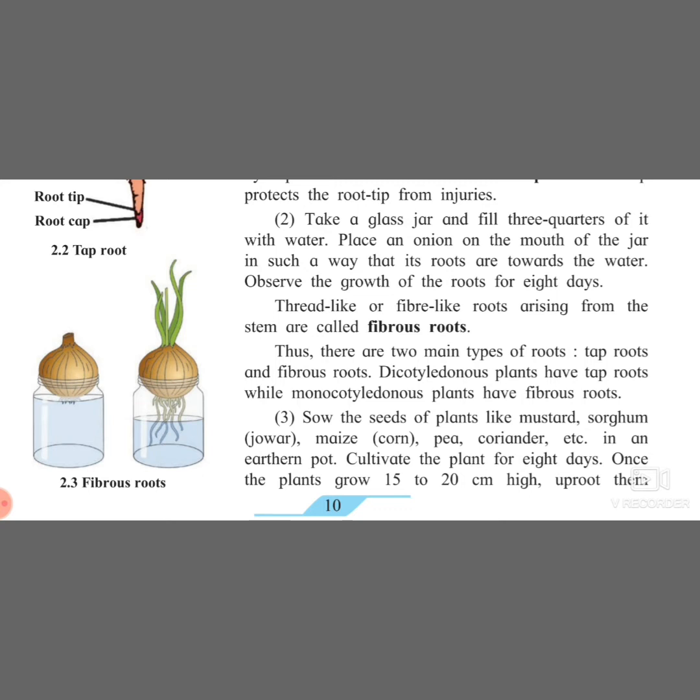Dicotyledonous plants have tap roots while monocotyledonous plants have fibrous roots. Now here there are two new concepts for you. One is dicotyledonous and another is monocotyledonous. Dicotyledonous and monocotyledonous mean what? You have seen a mango seed.